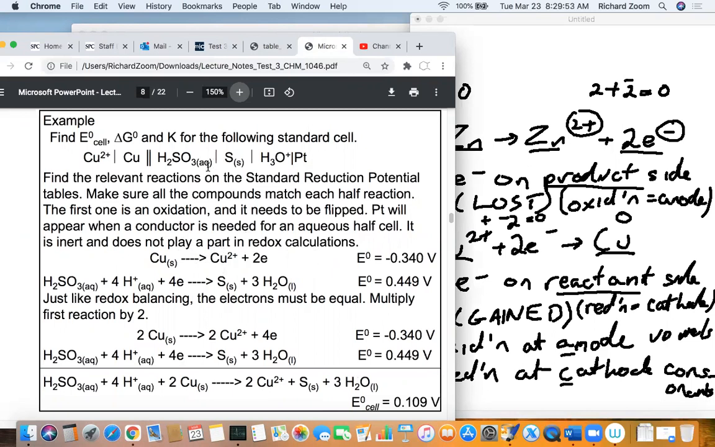In the other half reaction, I've got to find something that involves H2SO3, sulfur, and H3O+. Now you'll also notice there's this platinum here as well. The reason the platinum is here is because we need something to transfer the electrons. There's nothing here that is actually an electron transfer agent. These are all insulators. They are not capable of actually conducting electricity through a wire.